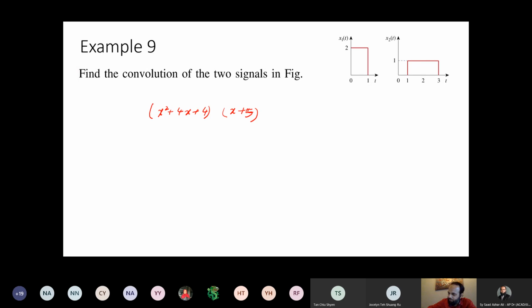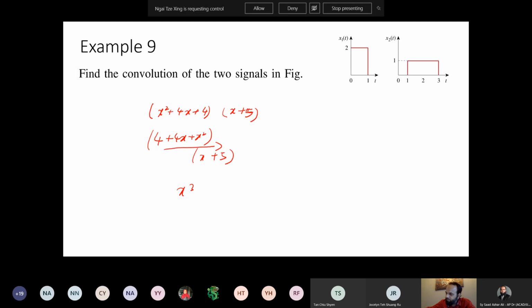What do we do? We sort of flip it, not necessarily, and then we start to multiply. So we multiply this into this, we get x cubed, then we move it forward.